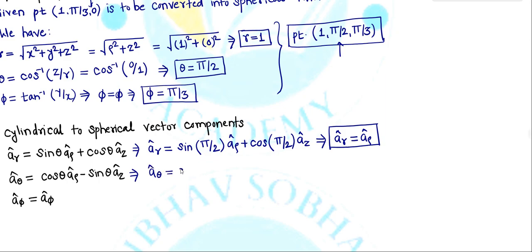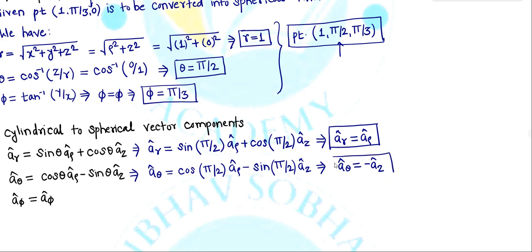So a theta is what? Cos of theta a rho, that will be cos of pi by 2 a rho, minus sine of theta, and again we are going to put that theta to be pi by 2, a z. Okay, and then if you simplify that, cos of pi by 2 will be 0, and minus sine pi by 2, so that will be what now? Sine of pi by 2 is 1, so this will be minus a z. So we have the value of that a theta, which is minus a z.